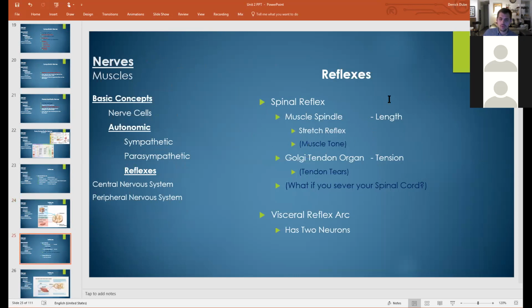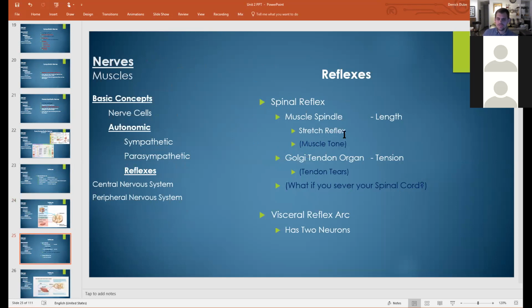However, when we get to something like the spinal reflex, the muscle spindles, there is going to be a little caveat to that. Yes, you are going to have an input along a sensory neuron, then an integration center.